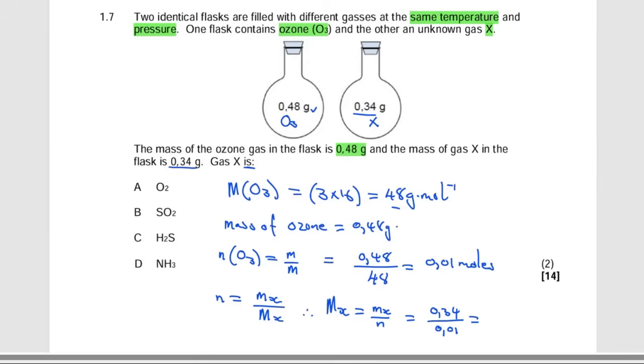So if we divide there, we're going to get a value of what? 34 grams per mole, right? So it's going to be 34 grams per mole, like that, right? So after that, now, if we're getting that value of 34 grams per mole, because we're using the same number of moles, then after that, if we had to look at the molar mass of this, right? So we're going to compare all these ones.